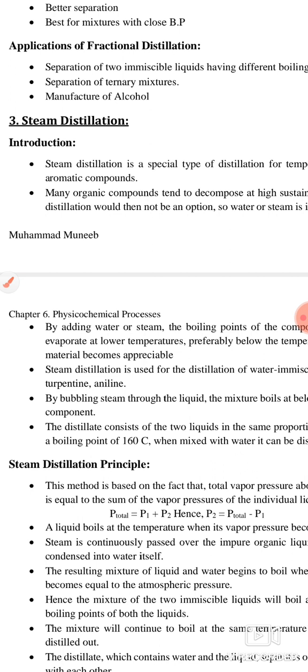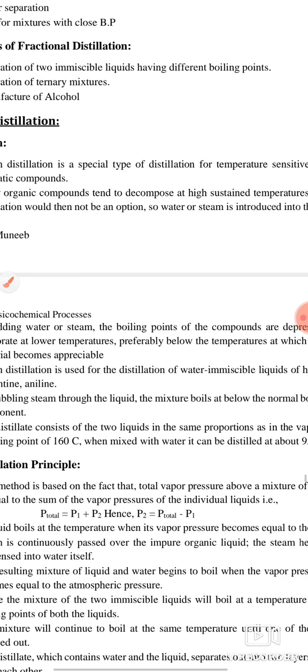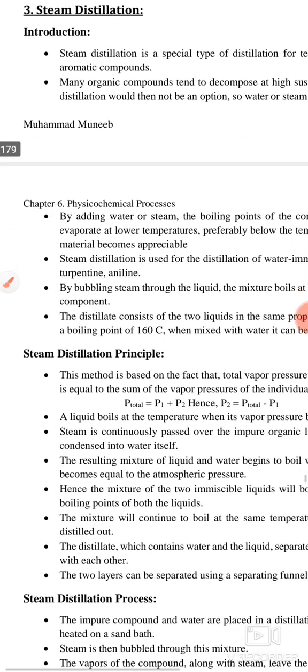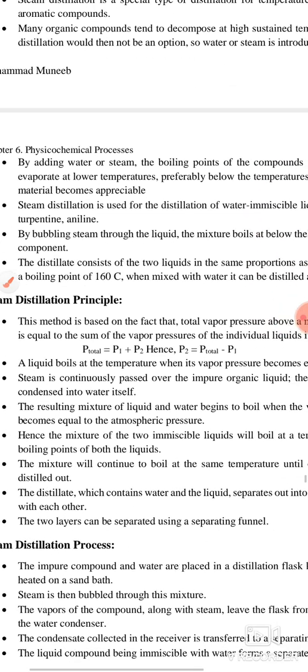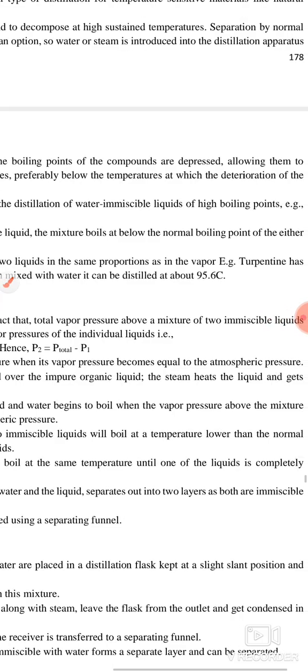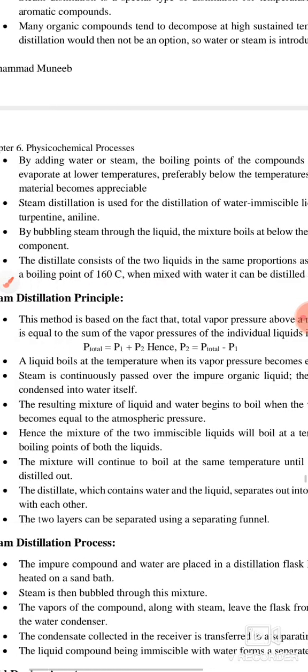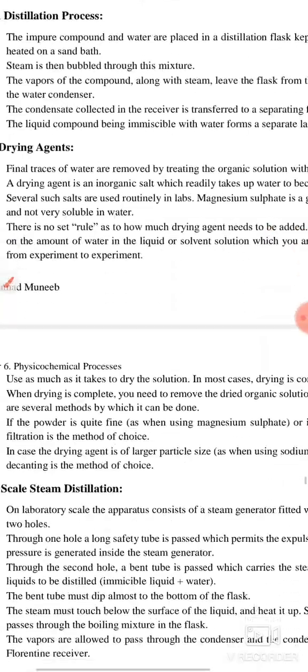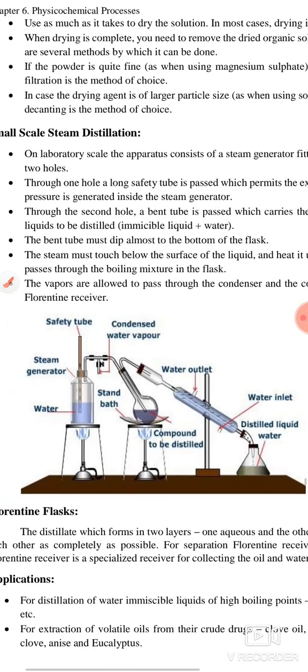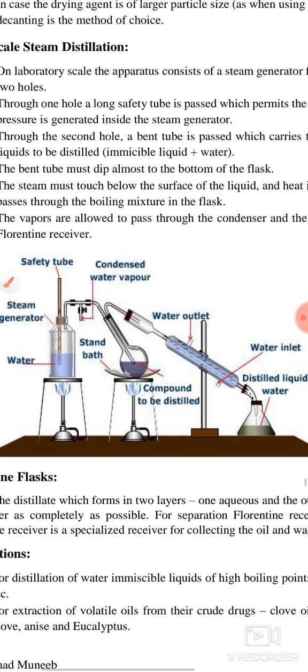So if we want to purify thermally unstable compounds, we should use the process of steam distillation. Many organic compounds can decompose at high temperature. By adding water or steam, the boiling point of the compound is depressed, and then we allow it to evaporate at a low temperature. Now you can understand from this diagram.